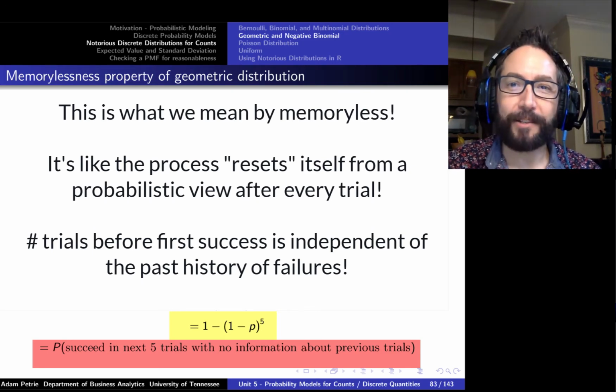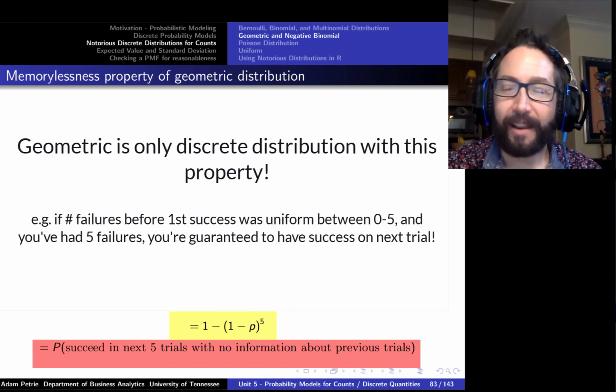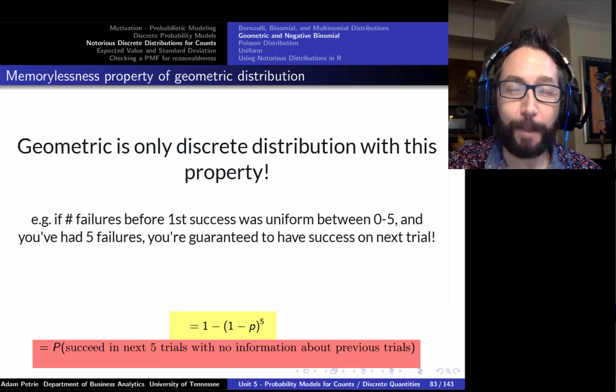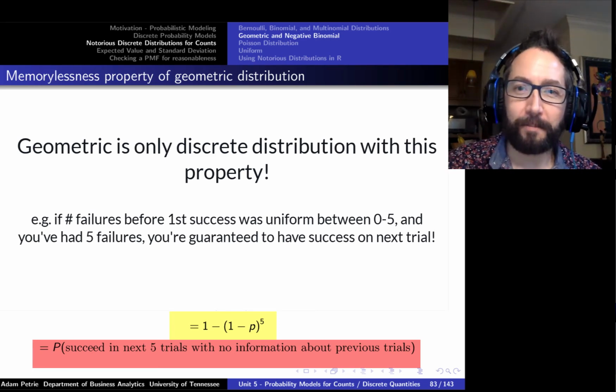That's what we mean by this memoryless process, or memoryless property of the geometric distribution. And it turns out this is the only discrete distribution that has this property. Every single other discrete distribution out there would have this probability change as we accumulate more and more failures. So kind of a cool little quirk.